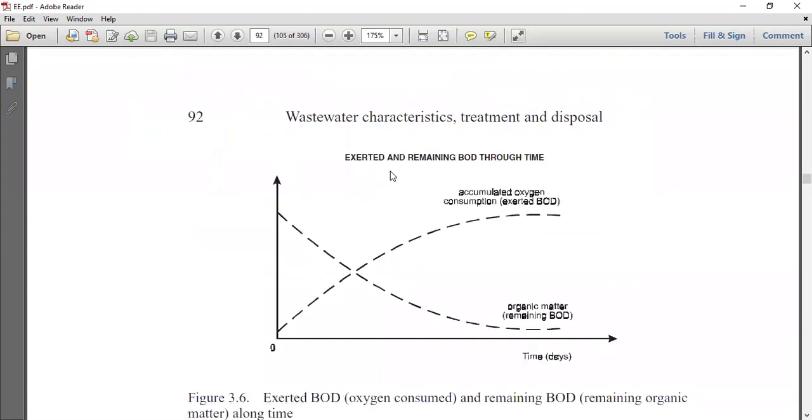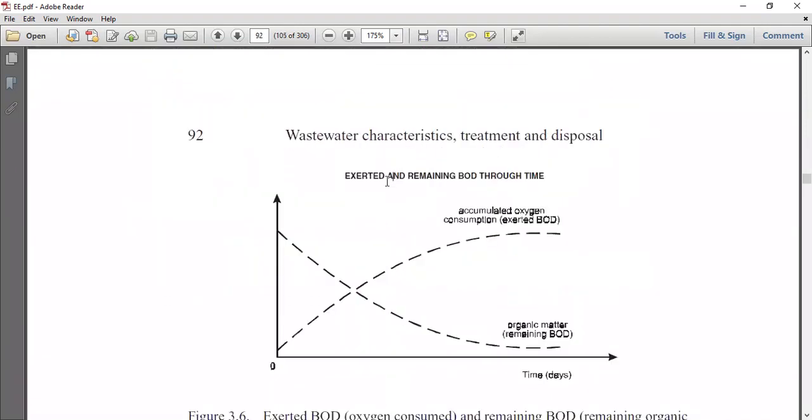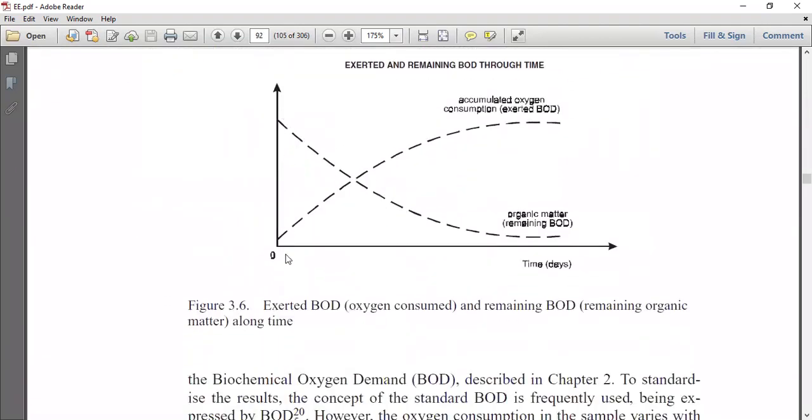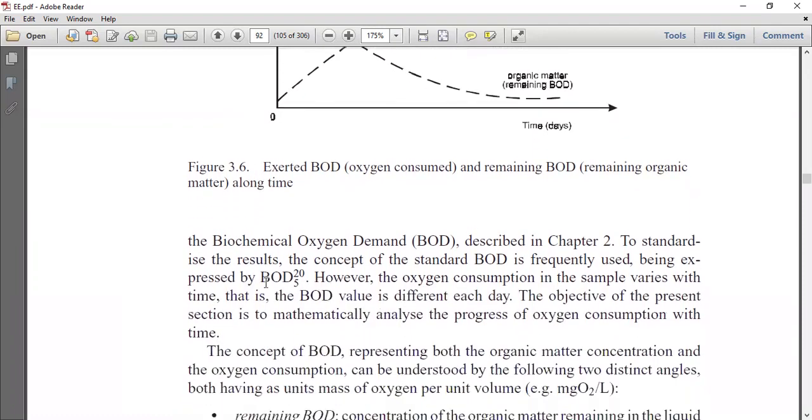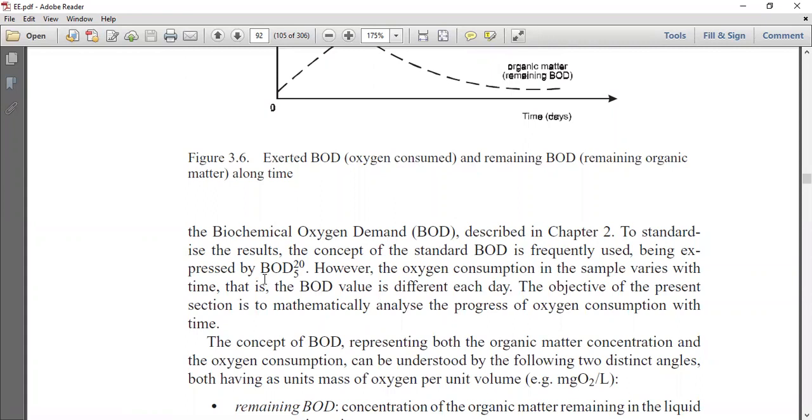So the first is the kinetics of deoxygenation. This particular graph shows the organic matter remaining and the accumulated oxygen consumption, exerted BOD. In the biochemical oxygen demand, to standardize the result, the concept of the standard BOD is frequently used, being expressed by the BOD5 at 20 degrees. However, the oxygen consumption of the sample varies with time, that is, the BOD value is different each day. The objective of the present section is to mathematically analyze the progress of oxygen consumption with time.